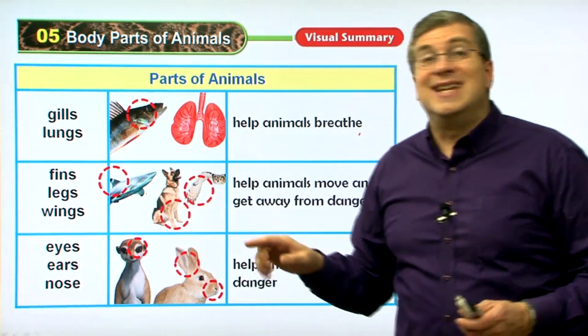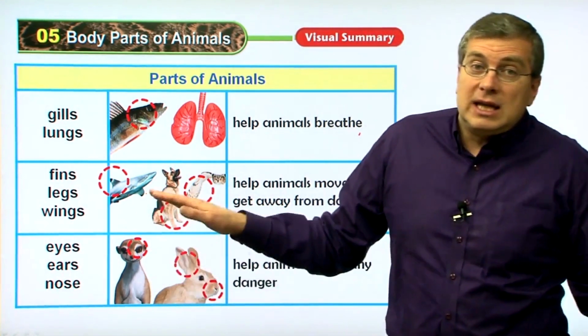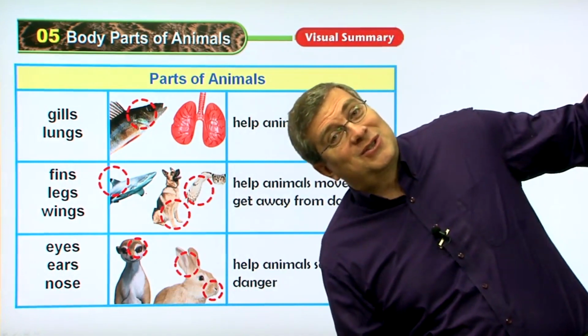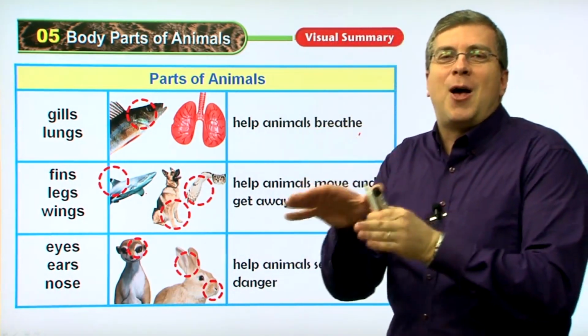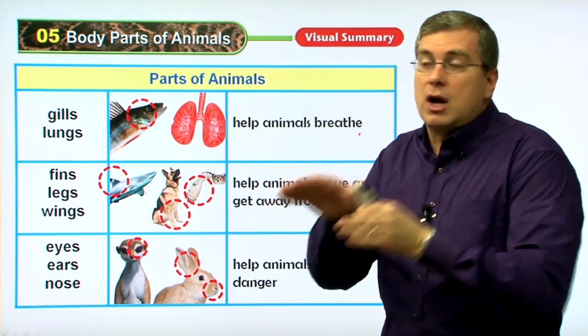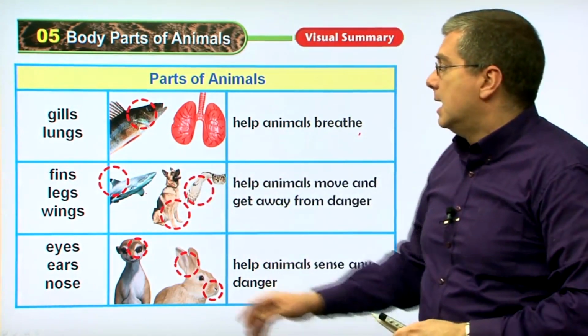But if a shark didn't have fins, it couldn't keep its balance. Maybe it would start turning like this or swimming upside down, right? So fins help a fish or shark move through the water.